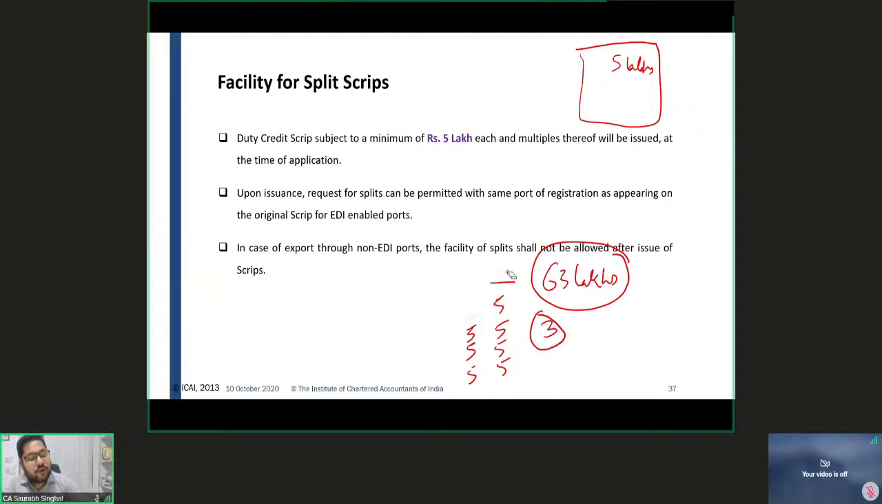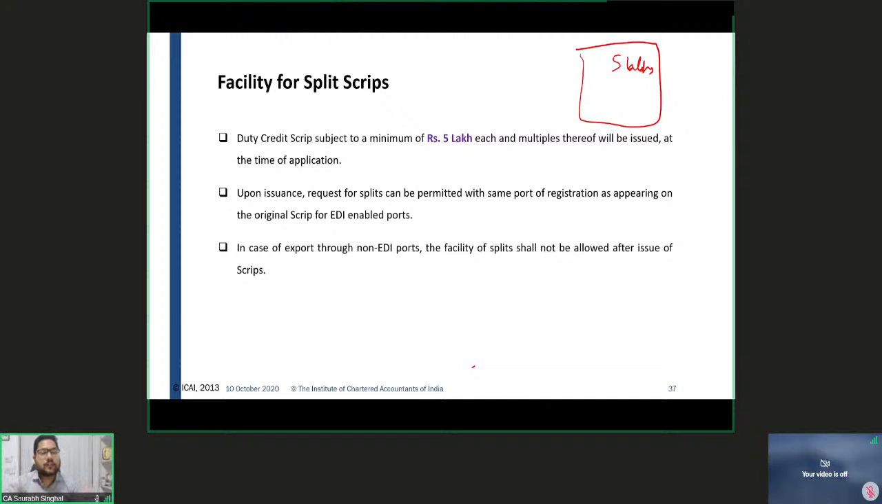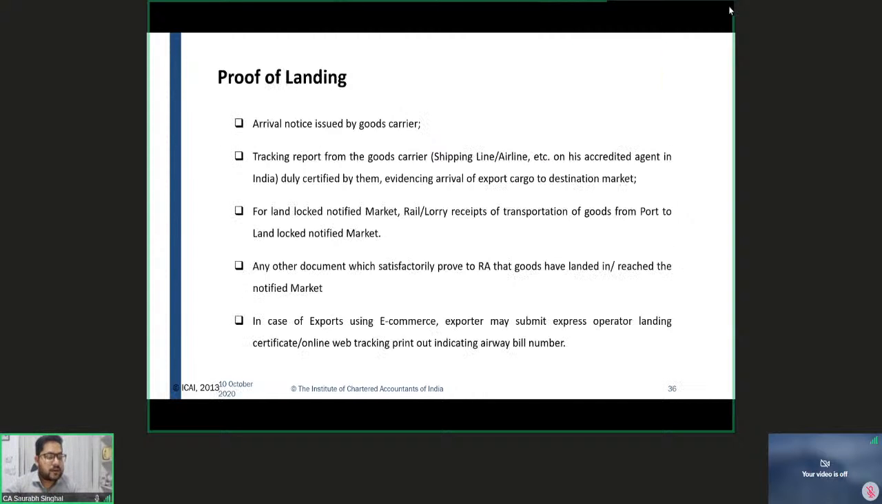One more point is that if you export through a non-EDI port, the facility of splitting of the script is not allowed after the issue of the scripts. Initially it is allowed, but after the issue of the scripts, not allowed. Whereas if you export through EDI ports, yes, it is allowed even after you have been issued the scripts.